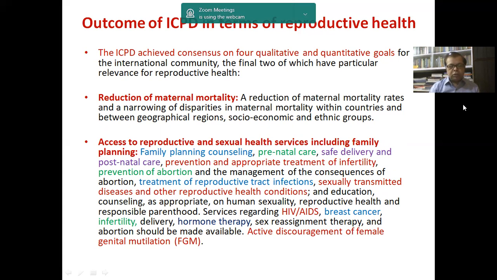Then prevention of abortion. Now this abortion is again an important issue here, because it talks about termination of unwanted or medically unfit pregnancies. Then management of consequences of the abortion. Then treatment of reproductive tract infection. This is the RTI. As I stated, during this reproduction process, many persons often get infected with several types of RTIs. Now, along with these RTIs, there are STIs and STDs also.